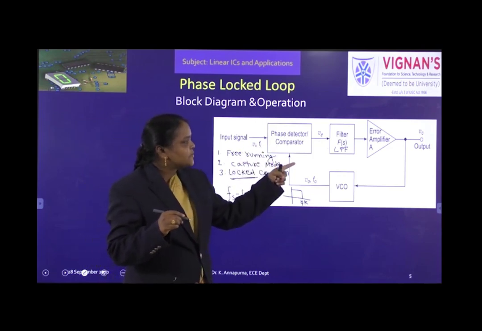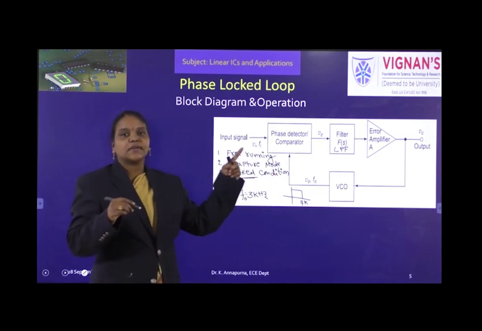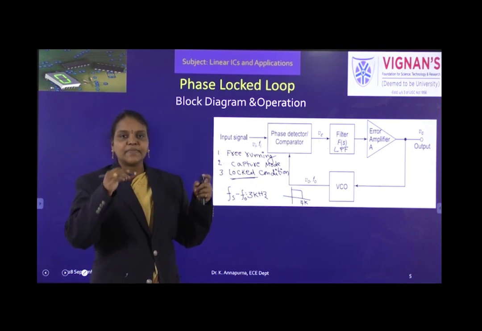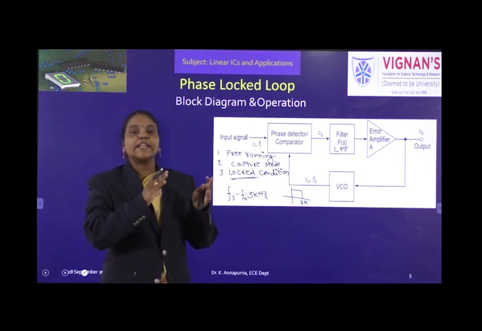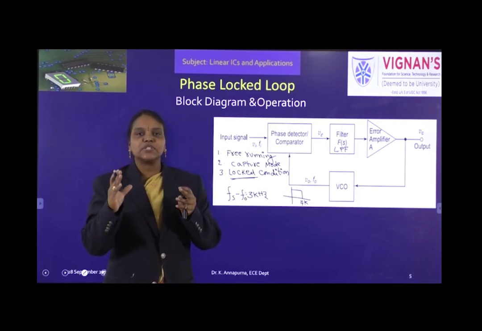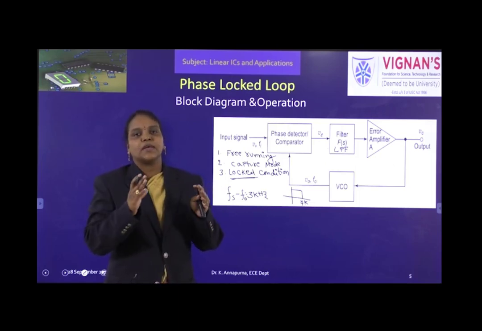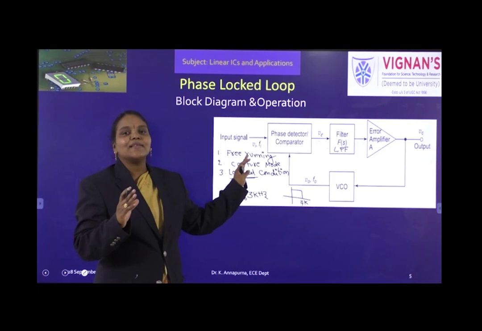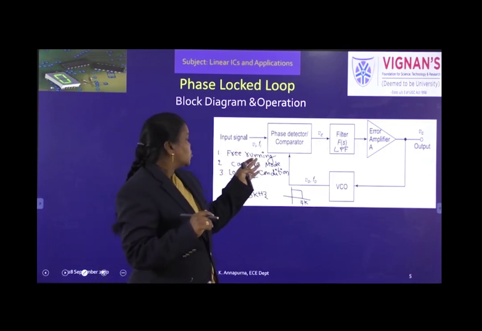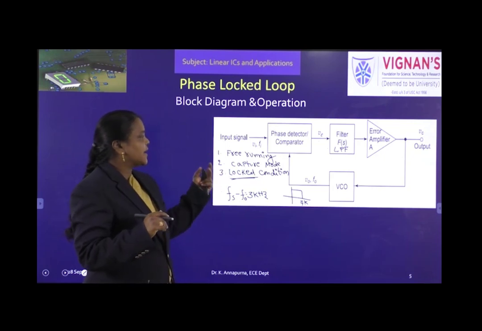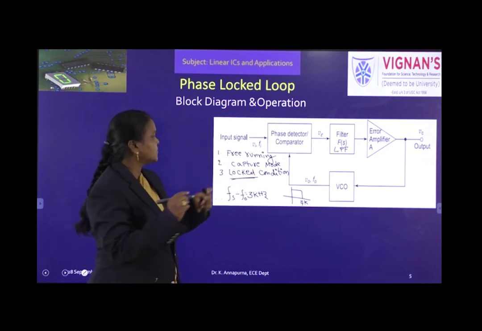And once the capturing action has started, the error signal will be reduced over time, and at some point both the incoming signal frequency and the VCO signal frequency will be the same. Then that PLL is said to be in the locked condition. So once it enters the locked condition, what happens?